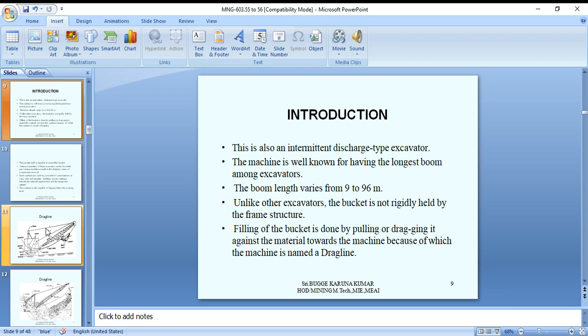Unlike other excavators, the bucket is not rigidly held by the frame structure. Filling the bucket is done by pulling or dragging it against the material towards the machine, because of which the machine is named Dragline. That is how the name came about. That is the main cause. After filling, the bucket is dragged towards the machine. So that's why it is called a Dragline.